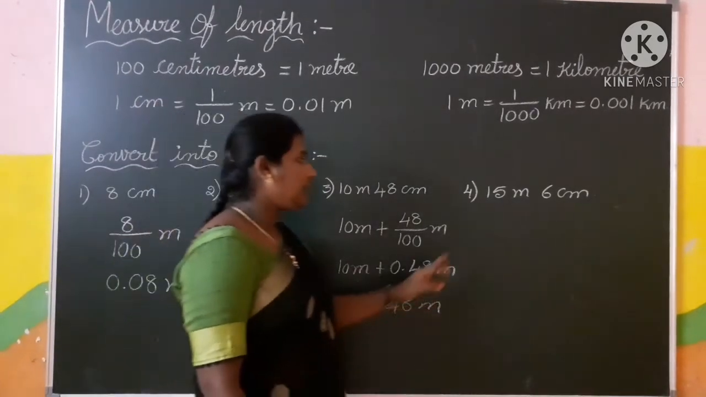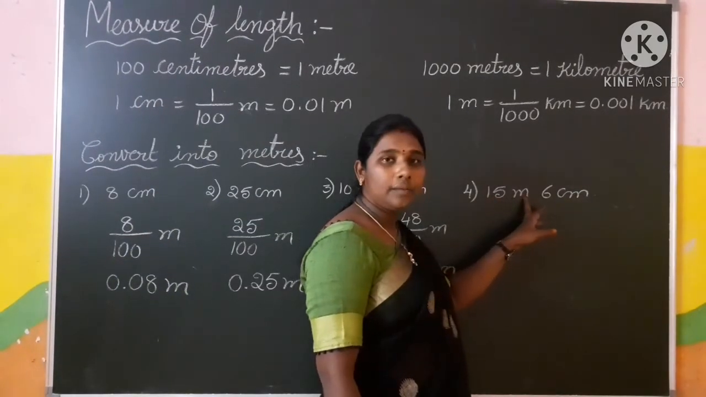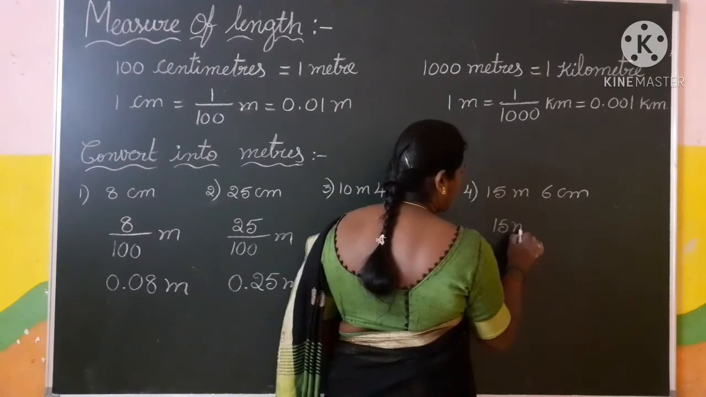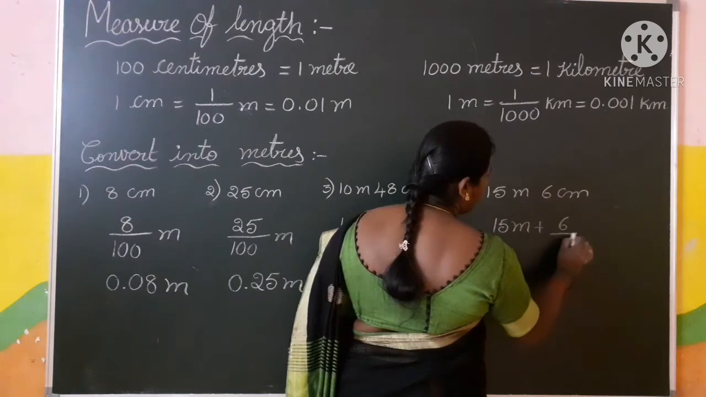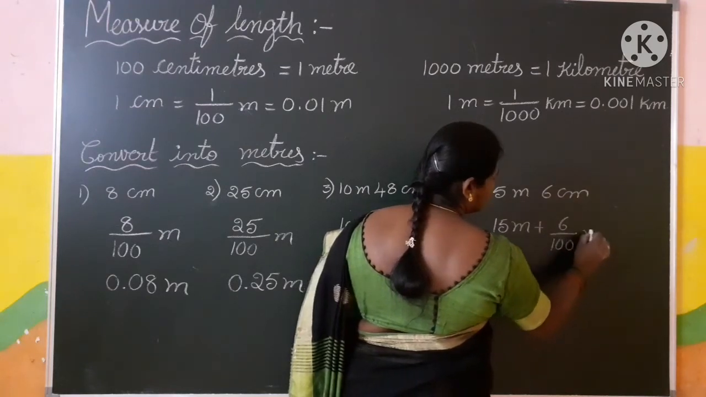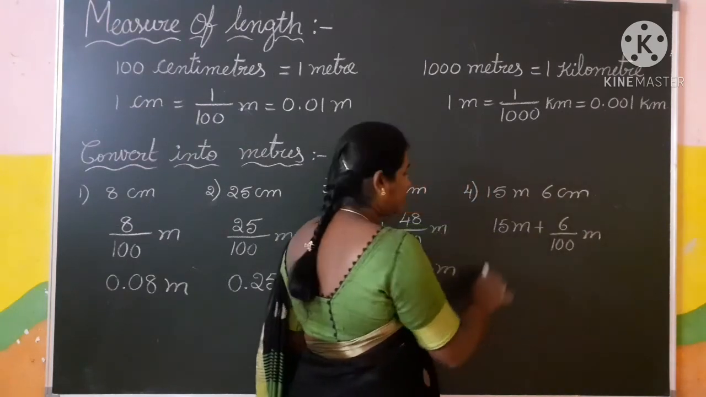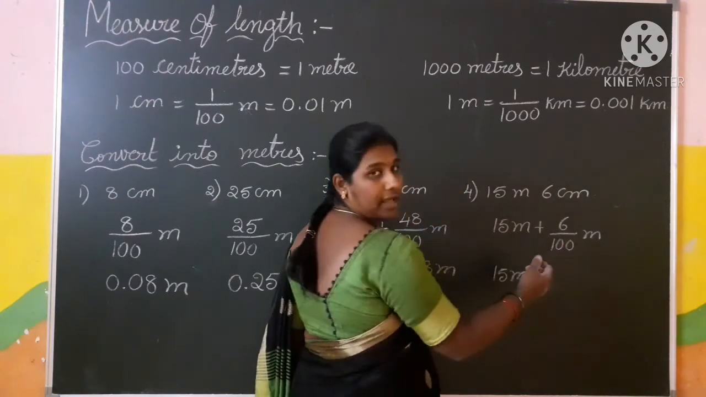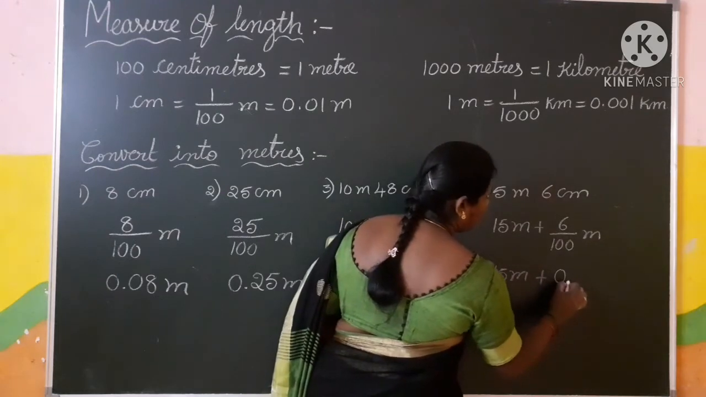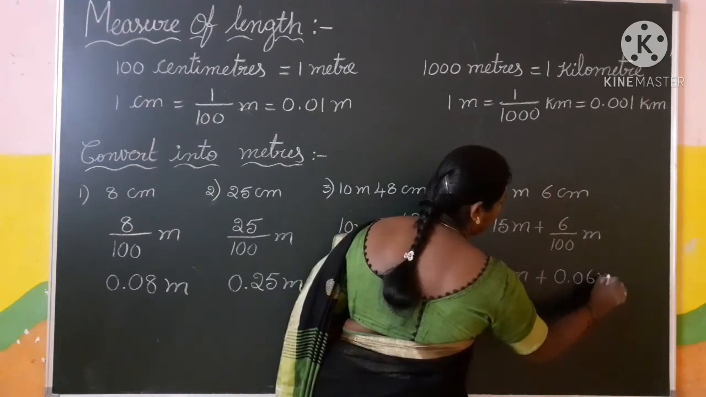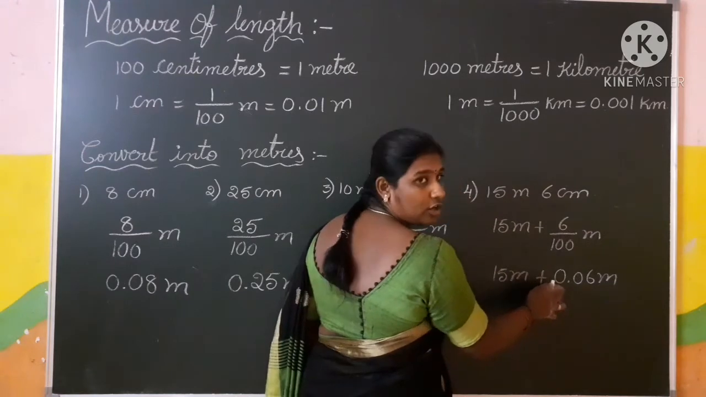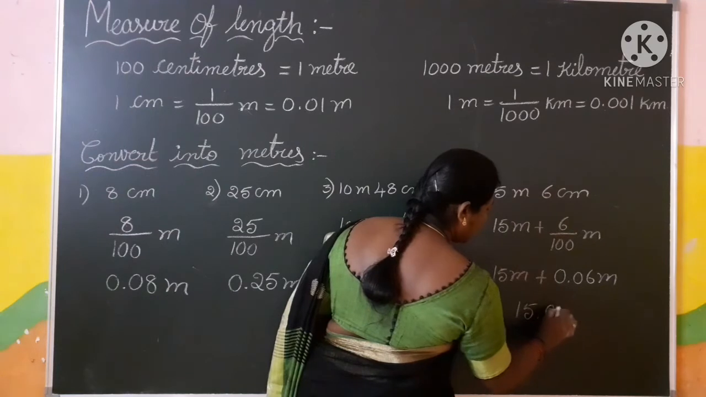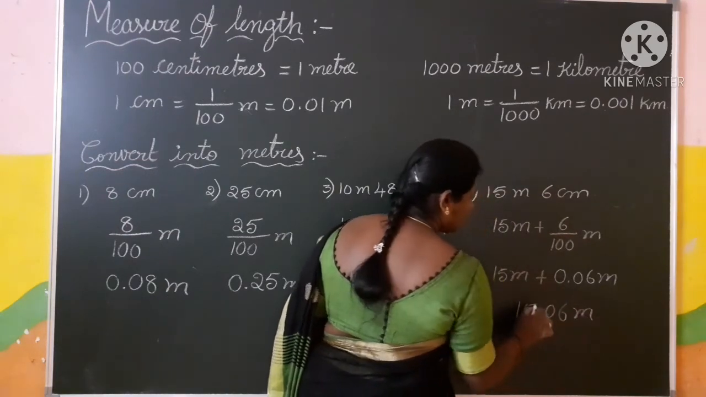10.48 meters. Next one, 15 meter 6 centimeters. So here 15 meter plus 6 by 100 meters. 6 centimeters is 6 by 100 meters. So 15 meter plus 6 by 100, how should we write? 0.06 meters. So 15 meter plus 0.06 meters is 15.06 meter.